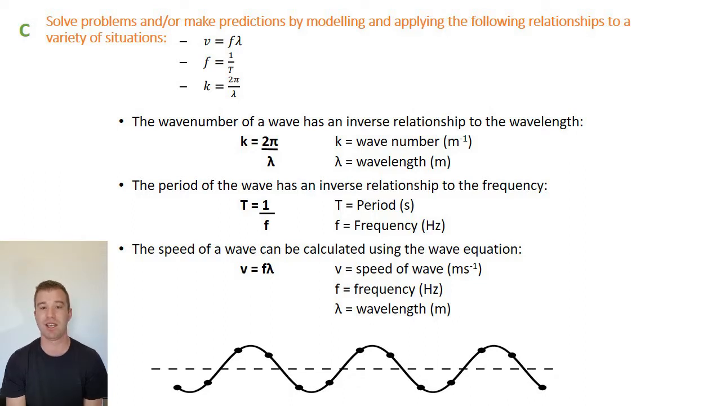Now let's have a look at what T is. T is your period in seconds, and F is your frequency, which is in hertz. So this equation is T equals 1 over frequency. So the period of the wave has an inverse relationship to the frequency.